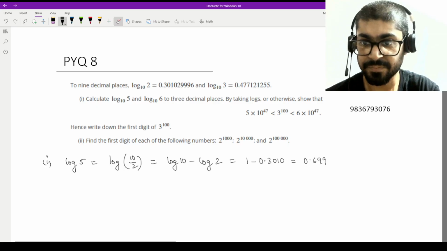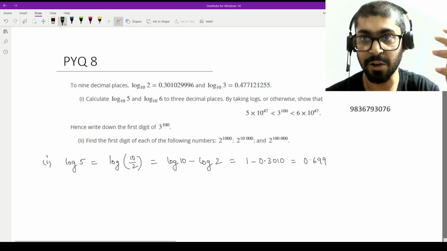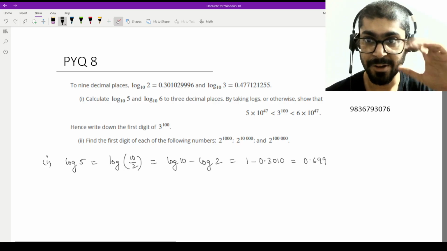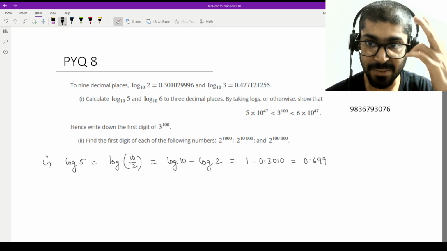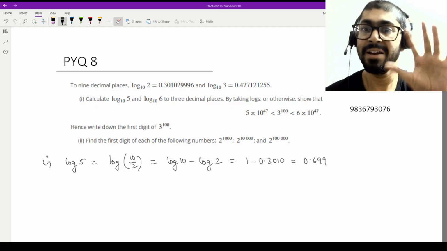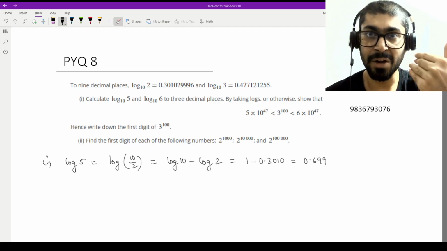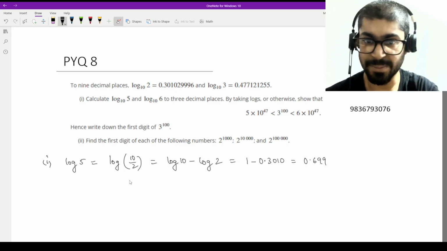699 is enough. When you are calculating something up to 3 decimal places, make sure you are calculating it up to 4 and then rounding it off, because if you're calculating up to 3, then you do not know what the next decimal is going to be and you might make an error in rounding off. So always remember, if someone asks you an answer up till n decimal places, calculate till n plus 1 and then round off. Very simple technique.